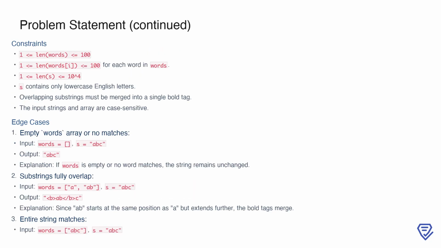The third example shows how individual characters from words can also be bolded if they match. Here, words contains the single character strings a, c, and e, and S is abcde. The output is <b>a</b>b<b>c</b>d<b>e</b>. Each character in words matches a specific position in S, a at index 0, c at index 2, and e at index 4. Since none of these matches overlap, each one is wrapped in its own pair of bold tags. The rest of the string, like the characters b and d, remains unmodified. This example highlights how the solution handles cases with multiple distinct matches spread across the string.